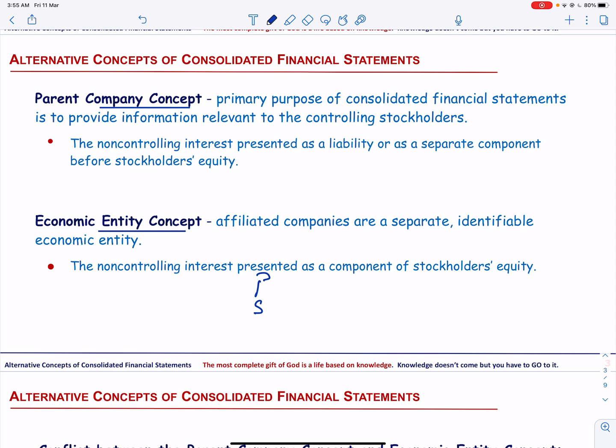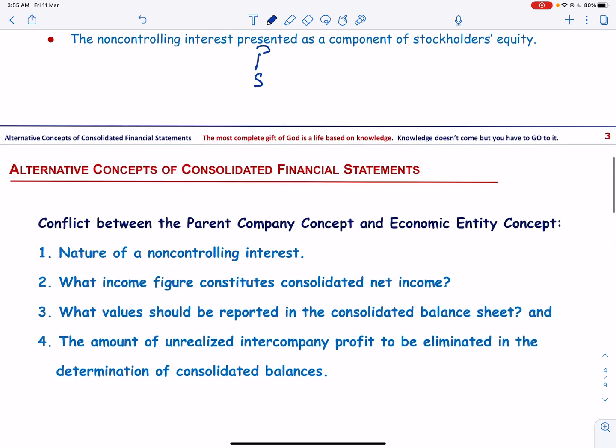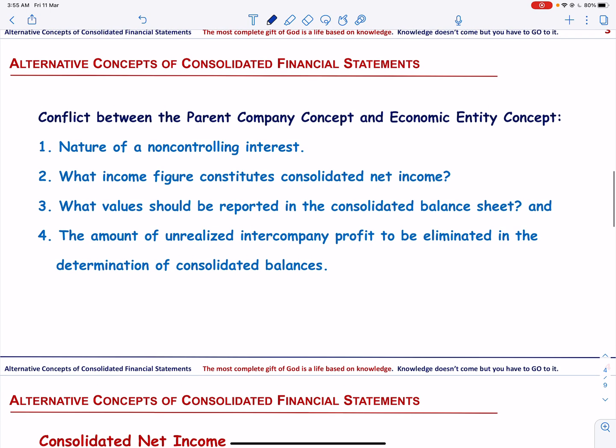The conflict between the parent company concept and economic entity concept is centered on four aspects. Let us look into each one of them. First, the non-controlling interest. Under parent company concept, the classification of non-controlling interest is not clear, as this concept views the consolidated financial statements as those of the parent company.